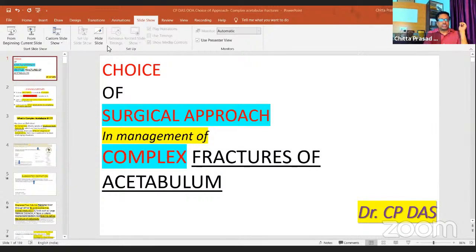We'll go on to the choice of surgical approach in the management of complex fractures of the acetabulum. At the end of this talk, we'll know what a complex fracture is, what the varying degrees of complexity are, how to choose the right approach for which complex fracture, and which factors decide the complexity and the surgical approach.